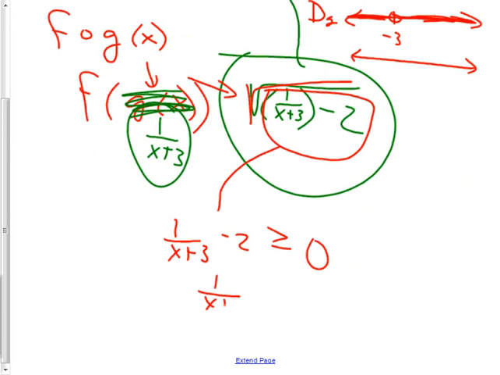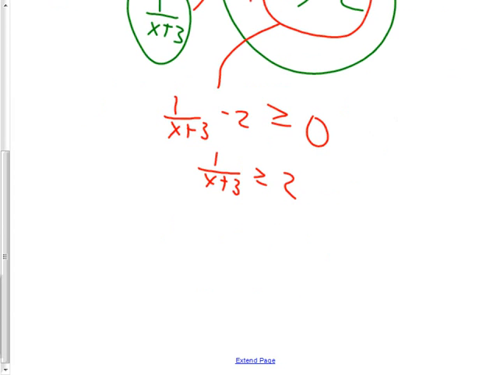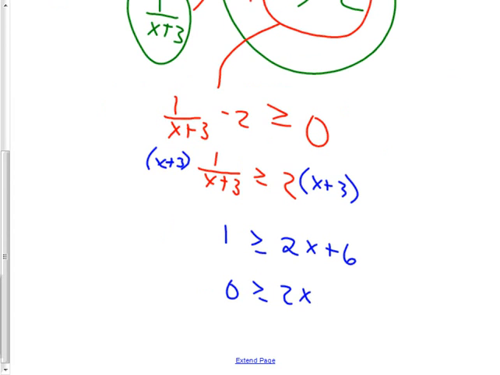So then I go 1 over x plus 3 is greater than or equal to 2. I just added 2 to both sides. Now I'm going to multiply both sides by x plus 3. I'll do that in blue. And that'll be 1 is greater than or equal to 2x plus 6. I'm getting close. 0 is greater than or equal to 2x, and I'm subtracting 1 from both sides, plus 5.